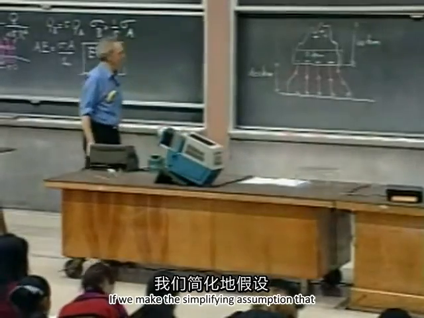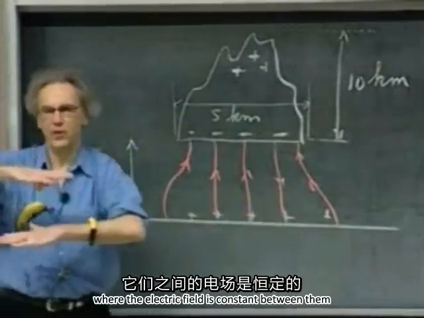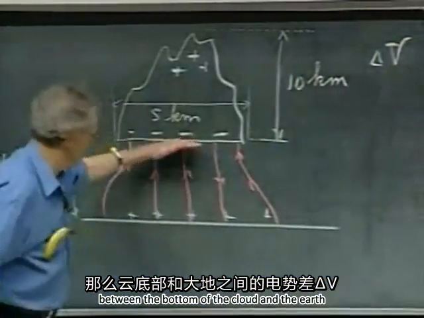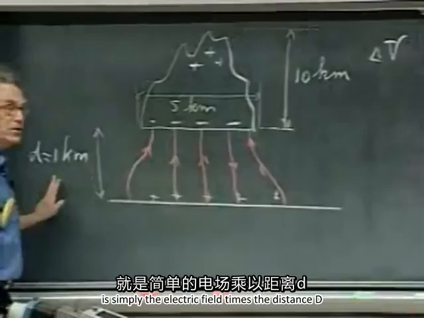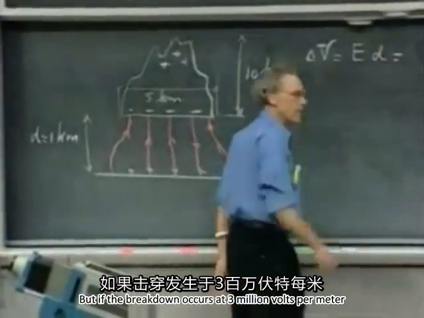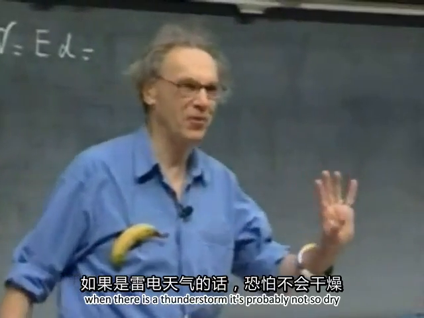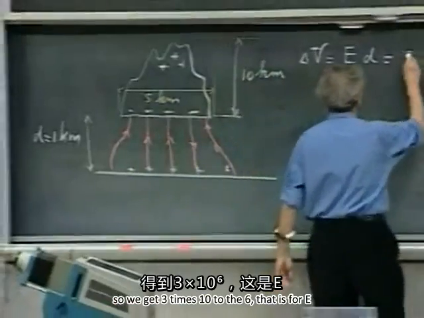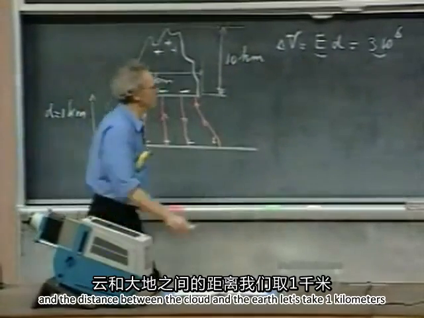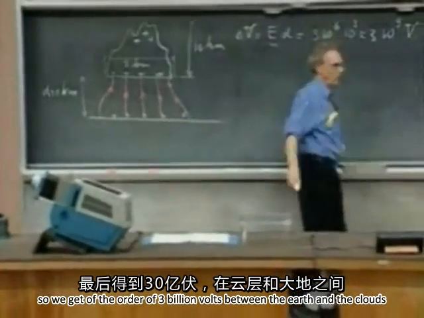That's the first thing we can do. If we make the simplifying assumption that the electric field is more or less constant here, it's like having two parallel plates where the electric field is constant between them, then the potential difference, delta V, between the bottom of the cloud and the Earth is simply the electric field times the distance d. So this becomes E times d. But if the breakdown occurs at 3 million volts per meter, by the way, that's dry air. When there's a thunderstorm, it's probably not so dry, but let's take the 3 million volts per meter. So we get 3 times 10 to the 6 for E, and the distance between the cloud and the Earth, let's take 1 kilometer, so that's 10 to the 3rd meters. So we get of the order of 3 billion volts between the Earth and the clouds.